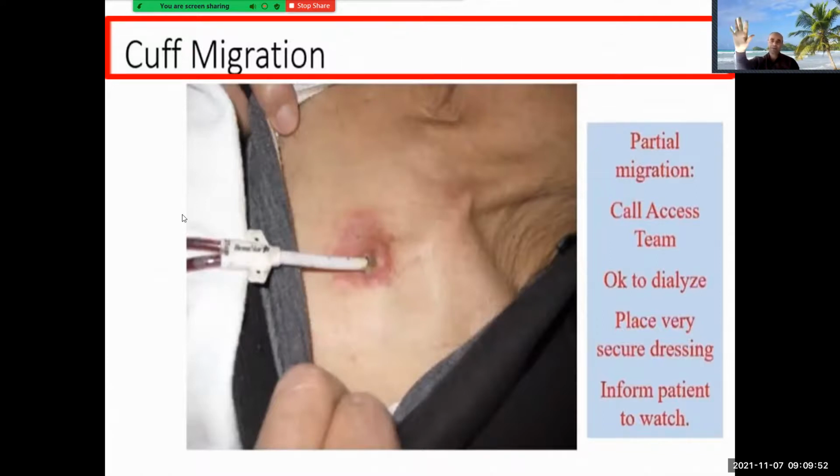What you will do is a chest X-ray. If the tip is still inside the heart, start your dialysis. Stabilize your access with a good dressing. And ask the patient to watch his catheter and the cuff and exit site until we arrange for a vascular exchange.